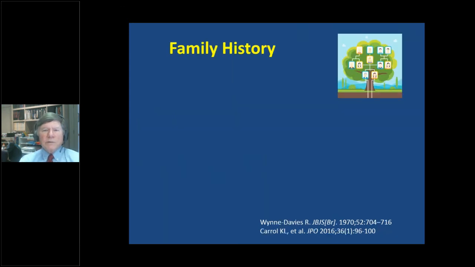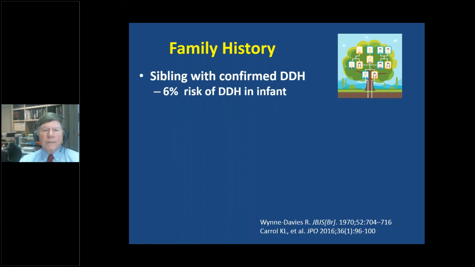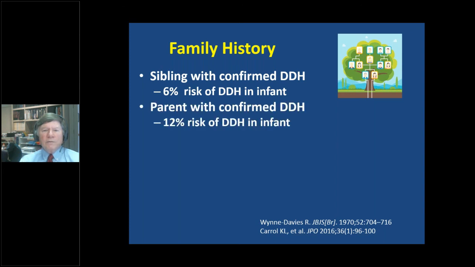Family history we know is a positive correlate. A sibling with a confirmed hip dysplasia, there's a 6% risk that the next infant will have hip dysplasia. So that's about 1 in 16. Now, if the parent had confirmed hip dysplasia, not just hip pain or something along the line, the infant has a 12% risk of DDH.